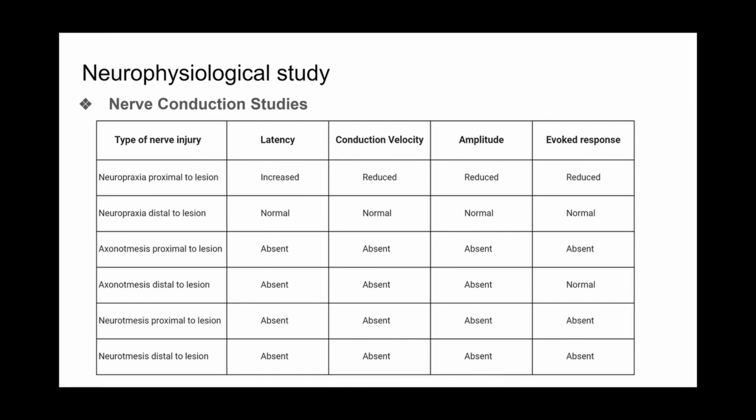However, in axonotmesis and neurotmesis, because there is already a loss of continuity of the axons, the conduction will not be able to pass through, and hence the latency, conduction velocity, and amplitude of the nerve will all be absent.